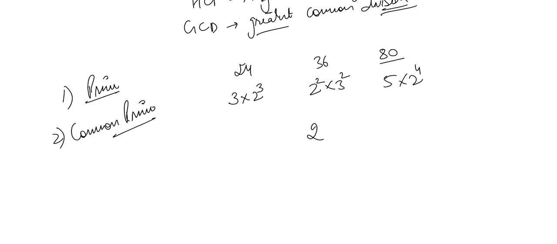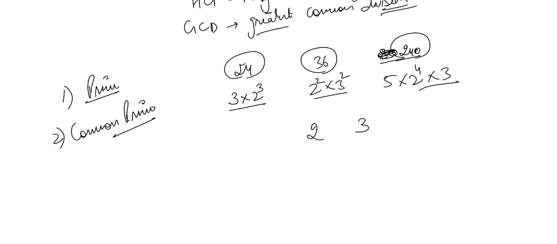Okay. Had it been like this number being 240, let's say. Okay. So we would be having this. And 2 and 3 both would be common. 2 and 3 is here, 2 and 3 is here, 2 and 3 is here. Okay. So let's say the numbers are 24, 36, and 240. Common prime numbers are 2 and 3 only.